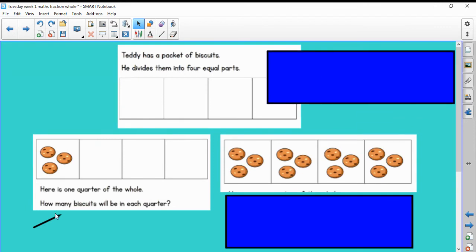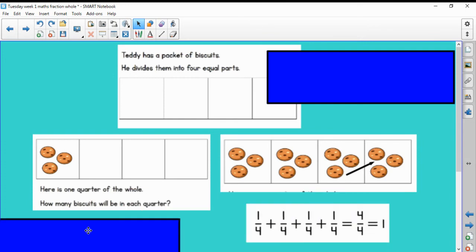Here we go. Dividing has to be equal in fractions. Here we have 3 biscuits in each quarter. 1/4 add 1/4 add 1/4 add 1/4 makes 4/4, which equals the whole packet of biscuits, 1 whole.